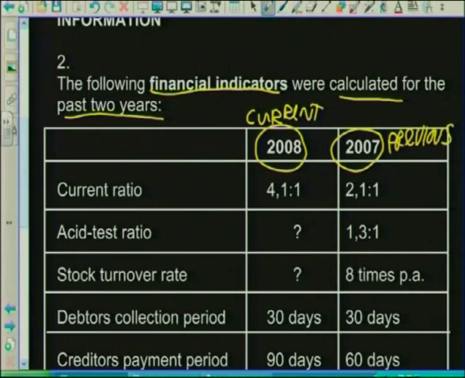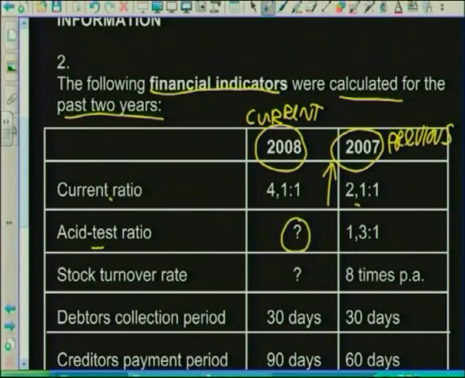Let's now look at the ratios or the indicators that have been given to us. Starting off with current ratio. So 2008, 4,1 is to 1. 2007, 2,1 is to 1. So immediately, I'm sure you can see there's been an increase in your current ratio. From 2,1 is to 1, it has increased to 4,1 is to 1. Then your asset test ratio. 2008 is not given to us.